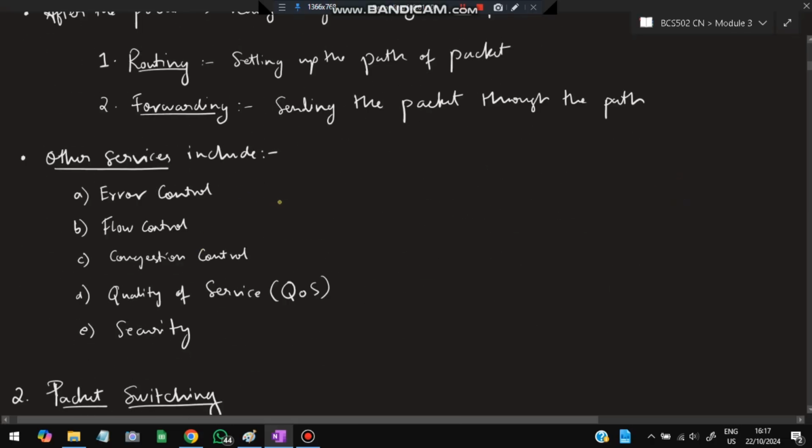The first 2 main services of the network layer are routing and forwarding. Other services are error control, to control errors; flow control, how much flow is happening, and if there is congestion, meaning more flow has happened, what should be done; quality of service, meaning how to ensure that the quality of the packet is not reduced; and implementing security algorithms. These are the services provided by the network layer.